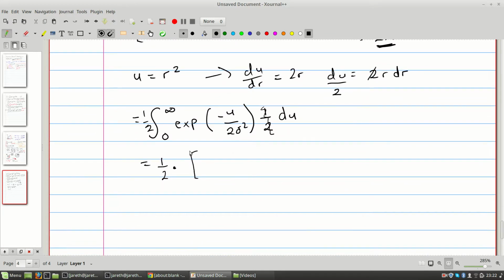No, I think it's fine. So what we have here is we can essentially evaluate this as minus 2 sigma squared, right? And the exponential of minus u over 2 sigma squared, right?